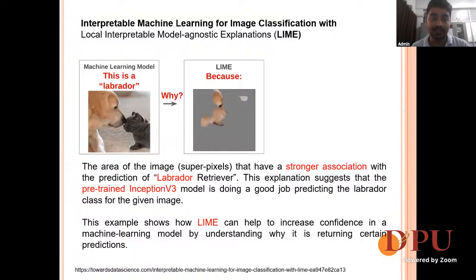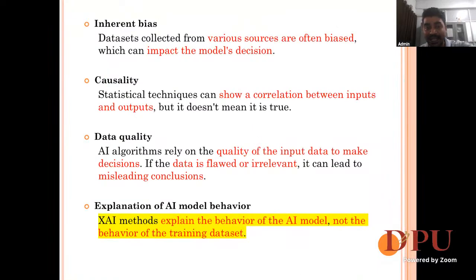In this Labrador image, which particular portion of the image is being explained by this explainable AI model? We are trying to find out from this Inception V3 which part is telling that this is a Labrador. So this needs to be justified, this can be explained. But if you look into explainable AI, the data quality, the causality, the correlation can be the same, but ultimately it doesn't make any sense sometimes. Inherent bias can be there, but the last point is very, very important.